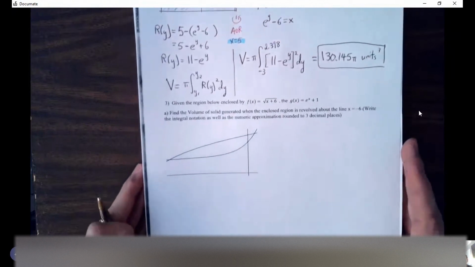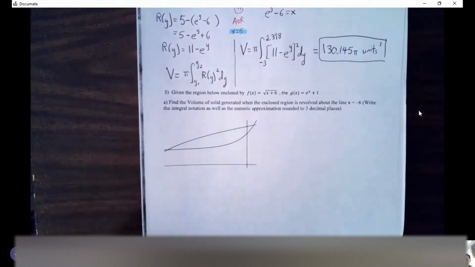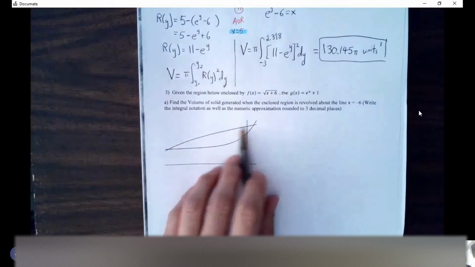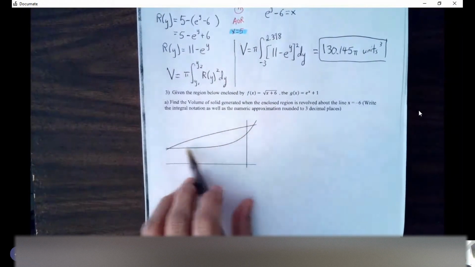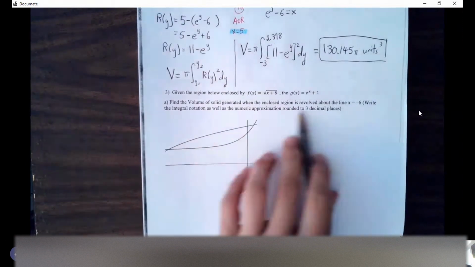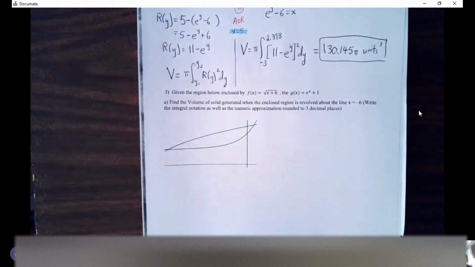All right, number 3, we have square root of x plus 6, and g of x is e to the x plus 1. The square root function is the one here, and e to the x is the one that's opening up. Find the volume of the solid when this is revolved around x equals negative 6.